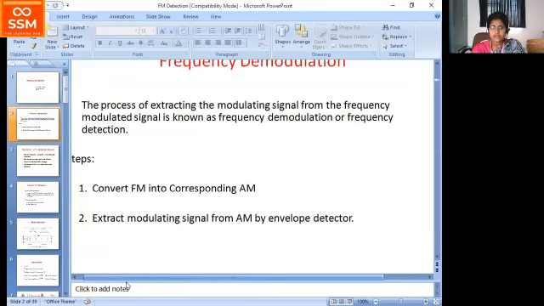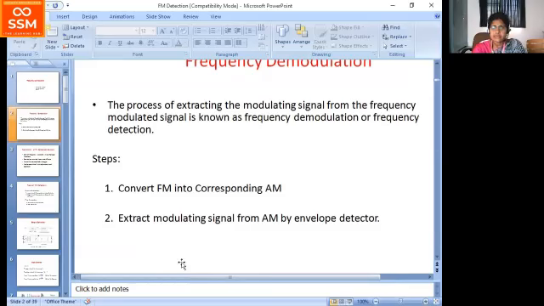There are two steps in frequency demodulation. The first step is to convert FM into the corresponding AM. That means converting the frequency modulated signal into the corresponding amplitude modulated signal. And the second step is to extract the modulating signal from the AM by using an envelope detector.